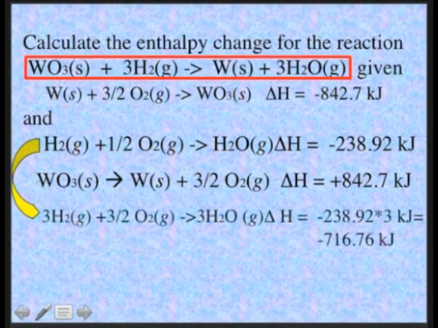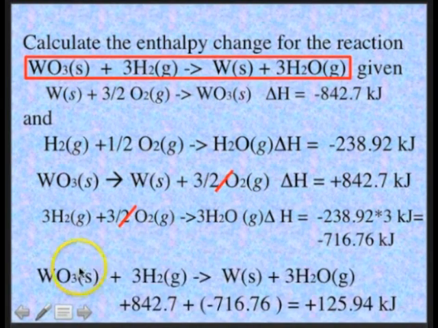So that's what I'll do next. I'll multiply every term by 3. The 1/2 mole of oxygen becomes 3/2 of a mole of oxygen, then 3 moles of water, and of course the enthalpy becomes minus 238.92 times 3. So you get minus 716.76 for this reaction. And now when I add them up, I get our target reaction, and I get the enthalpy for that, plus 125.94 kilojoules.